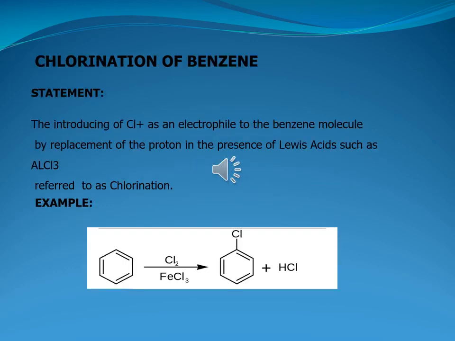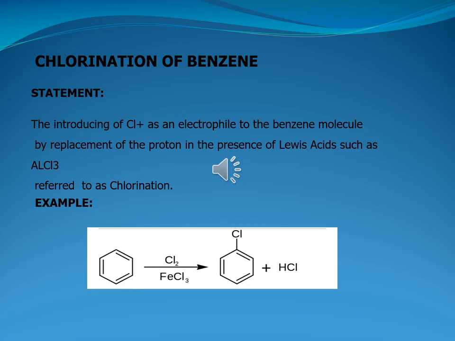Chlorination of benzene. Let's see the statement of chlorination. The introduction of chlorine as an electrophile to the benzene molecule by the replacement of a proton in the presence of a Lewis acid, that is aluminum trichloride, which activates the reaction rate, is referred to as chlorination.